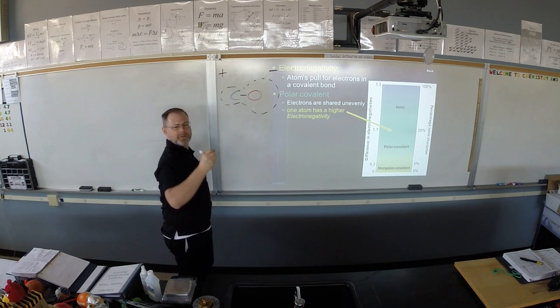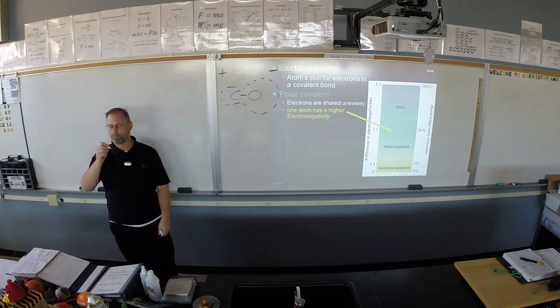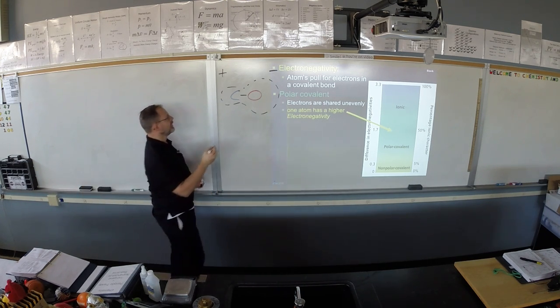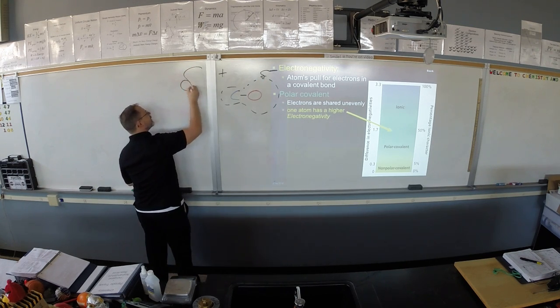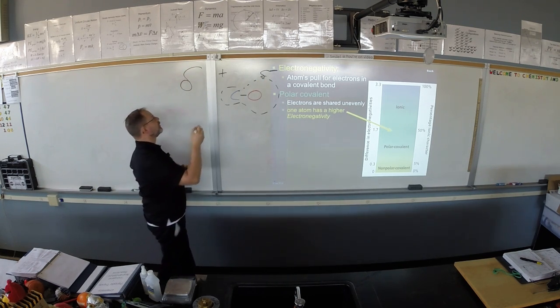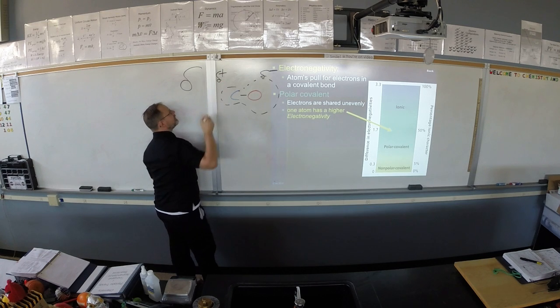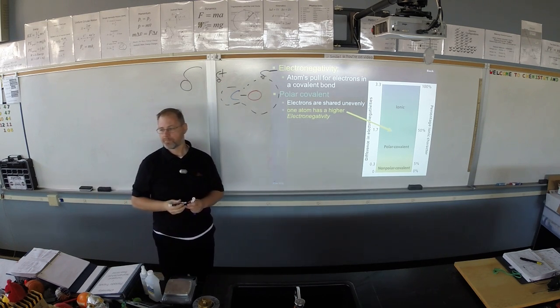The oxygen side has the most negativeness, and if that side's negative, this side must be positive. And what little symbol do we use to show negativeness or positiveness? Yeah, the partial charge. It's like an S with a little loop on it. So we have a partial negative and a partial positive.